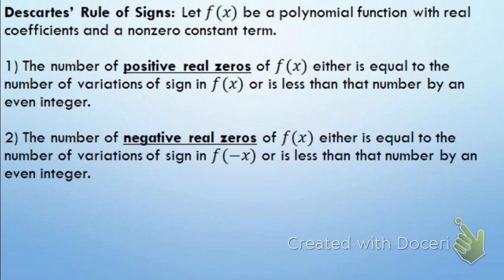So a couple things that I want you to notice. F of x has to be a polynomial function with real coefficients, and it has to have a non-zero constant term. If this is a function that has a y-intercept of 0, I can't use Descartes' rule of signs. It has to have a non-zero constant term.